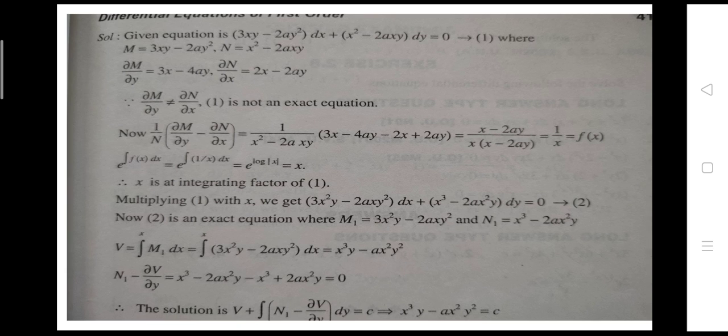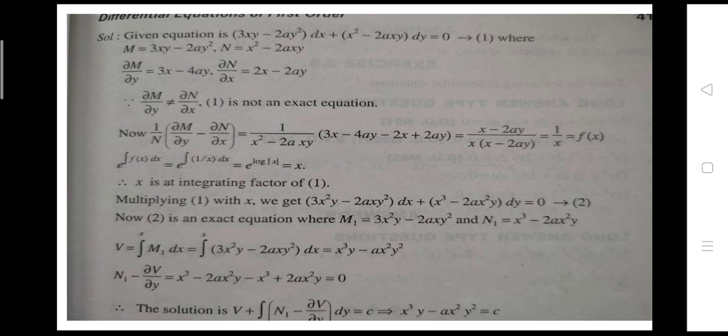Now simplify. 3x minus 2x means x, minus 4ay plus 2ay means minus 2ay. So the numerator becomes x minus 2ay, and in the denominator x is common, so it is written as x times (x minus 2ay). Now simplify, x minus 2ay and x minus 2ay both cancel. We have only the x term, that is 1/x. So 1/x lies in the x term, that is equal to f of x only.